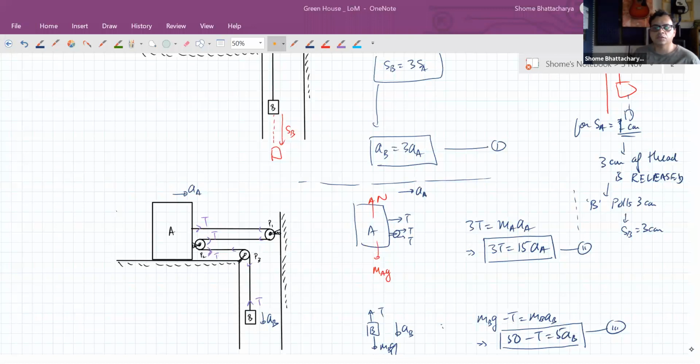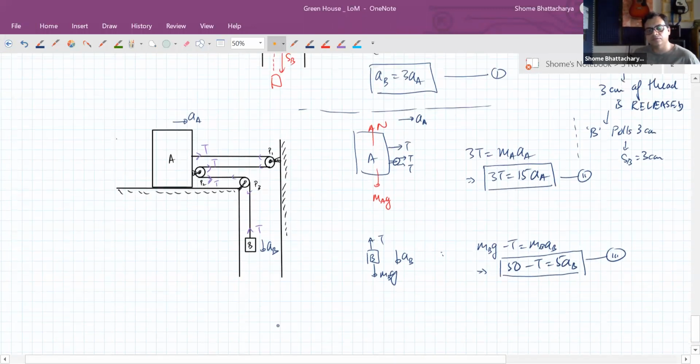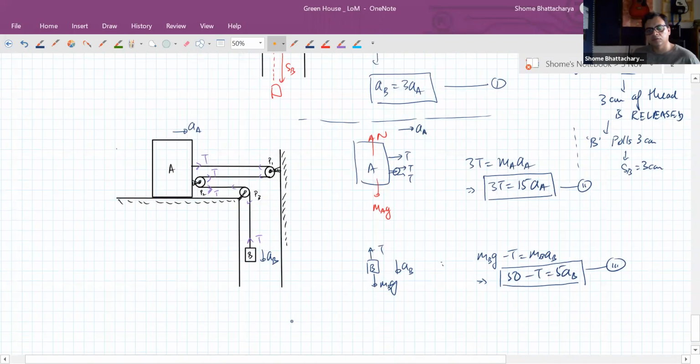Okay, so let's put together the equations we have so far. Equation 2 tells us that 3t is equal to 15 times acceleration of A, or we can say t is equal to 5 times acceleration of A. Now substitute this in equation 3. So we have 50 minus t. Now t is how much? 5 times acceleration of A, which is equal to 5 times acceleration of B.